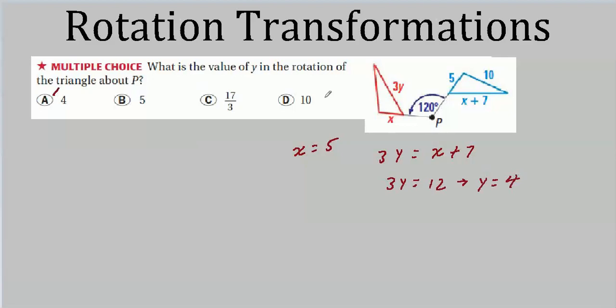As I say, the important part of this problem wasn't so much figuring out how to rotate it, but remembering that rotations don't change the object. Lengths and angles stay the same. That's why we can say that 3y equals this, x plus 7, and we can say that x equals 5.